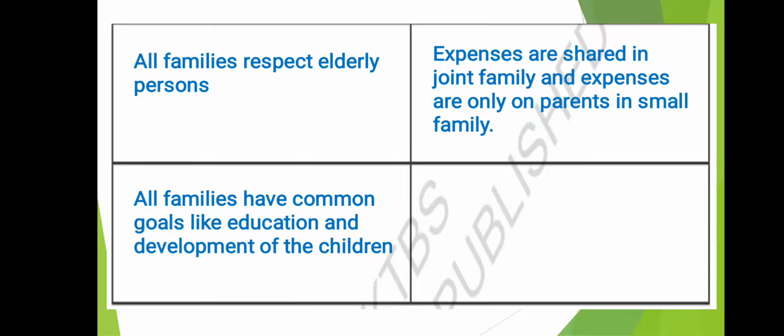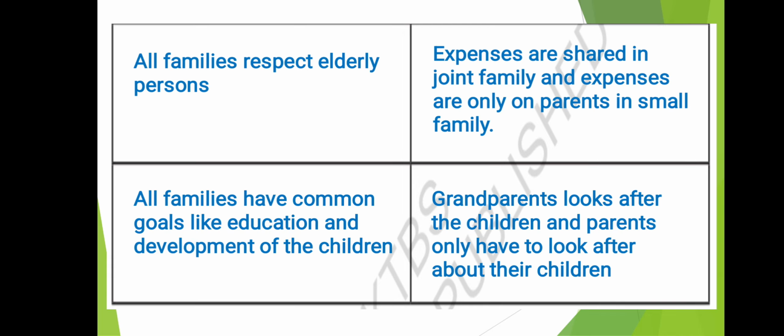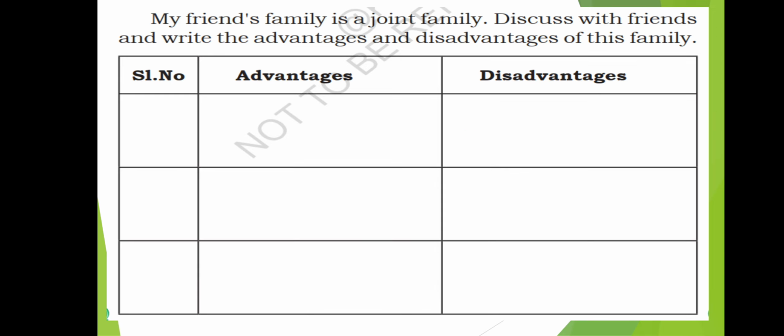Similarities: all families have common goals like education and development of the children. Then what are the differences? Grandparents look after the children, and in the small family, parents only have to look after their own children. Chalo. My friend's family is a joint family.